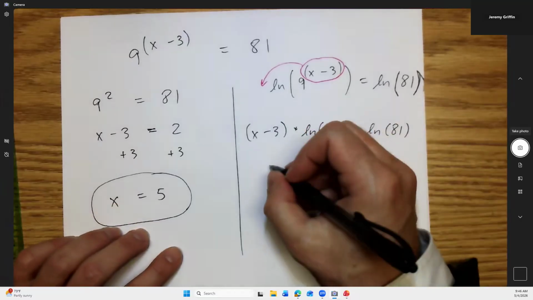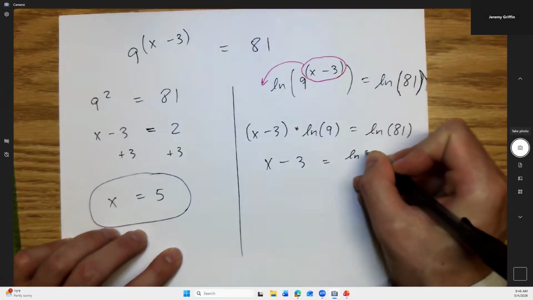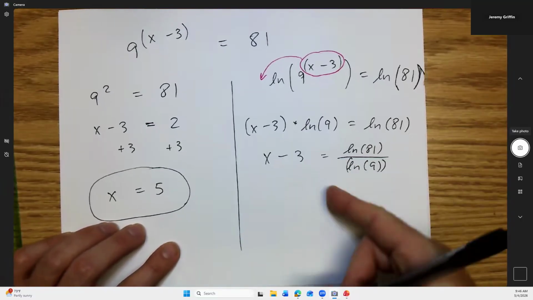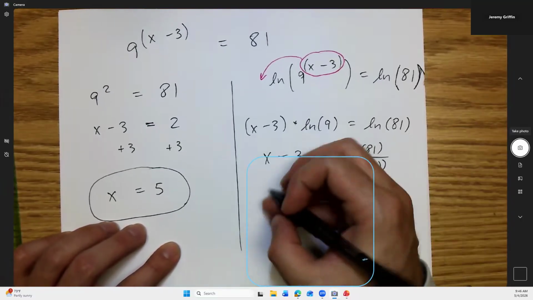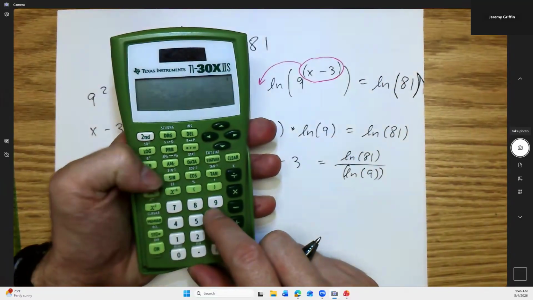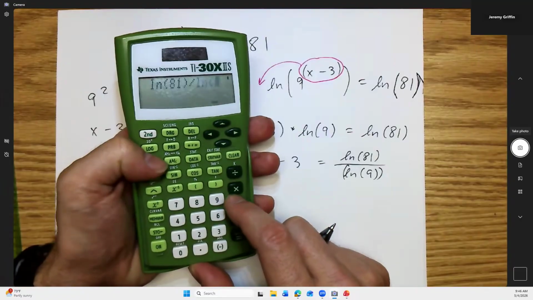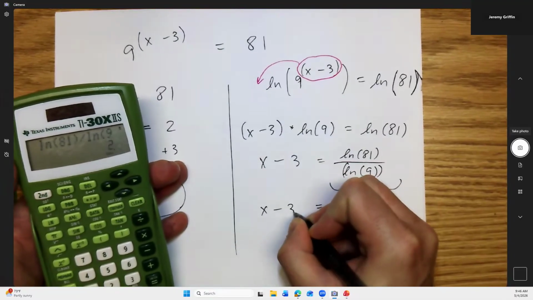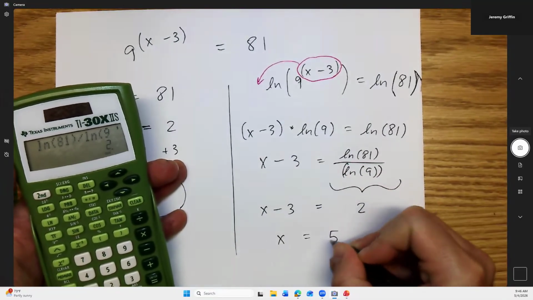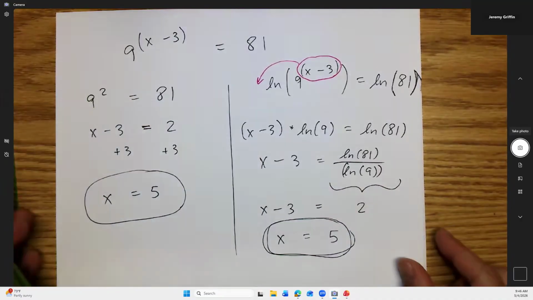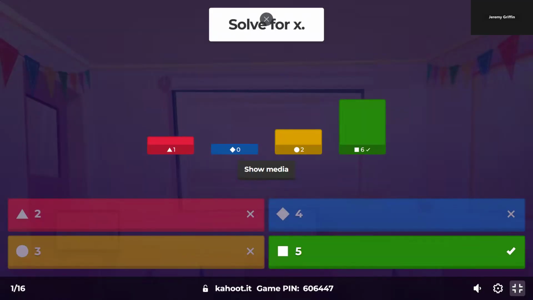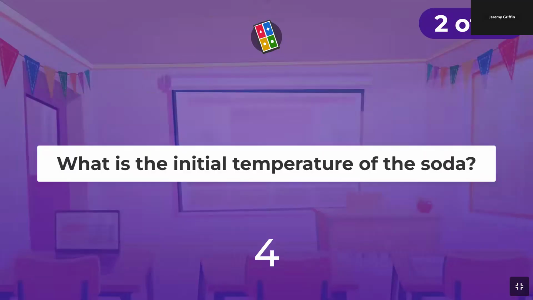Divide both sides by natural log of 9, so x minus 3 is natural log of 81 over natural log of 9. You may have caught that. So, natural log of 81 over natural log of 9. This right here is equal to 2. So then add 3 over, get x is 5. Okay, so there you go. 2 different methods, same answer. I'm making a recording here, so if I'm going a tiny bit fast, you can always go back and check this recording later. All right, so nice job.